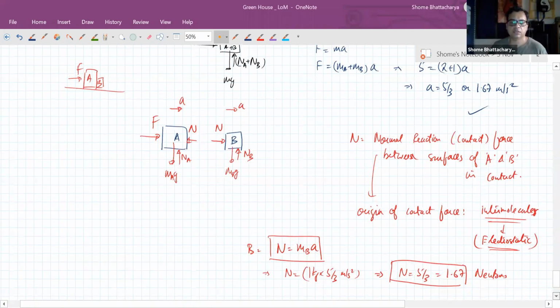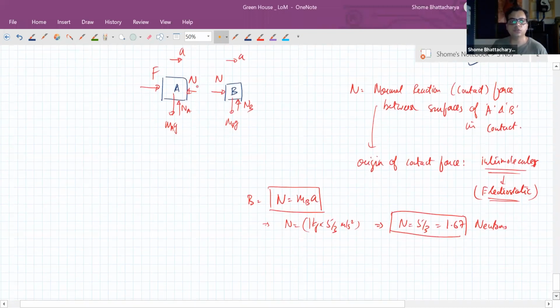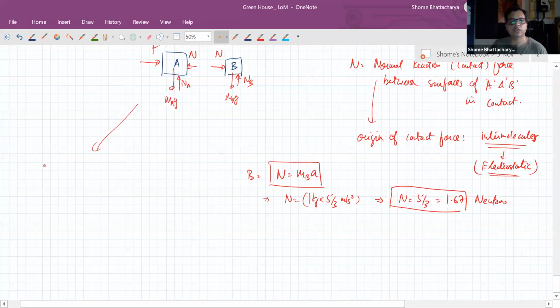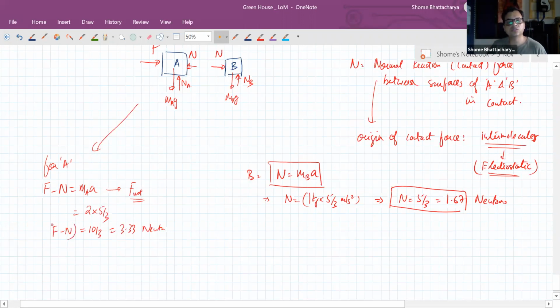Net force on A. So net force on A is very simple. Right? I've shown you all the forces acting on A. Now what is the net force on A? For A, F minus N is mass of A into acceleration. So this is only the net force. Net force is mass into acceleration. So how much is the mass? 2 kg into the acceleration, which is 5 by 3. So it's 10 by 3 or 3.33 newtons. So this 3.33 newtons, which is F minus N, this only is the net force on the block A. So that is the C part of the question. This was the B part of the question.